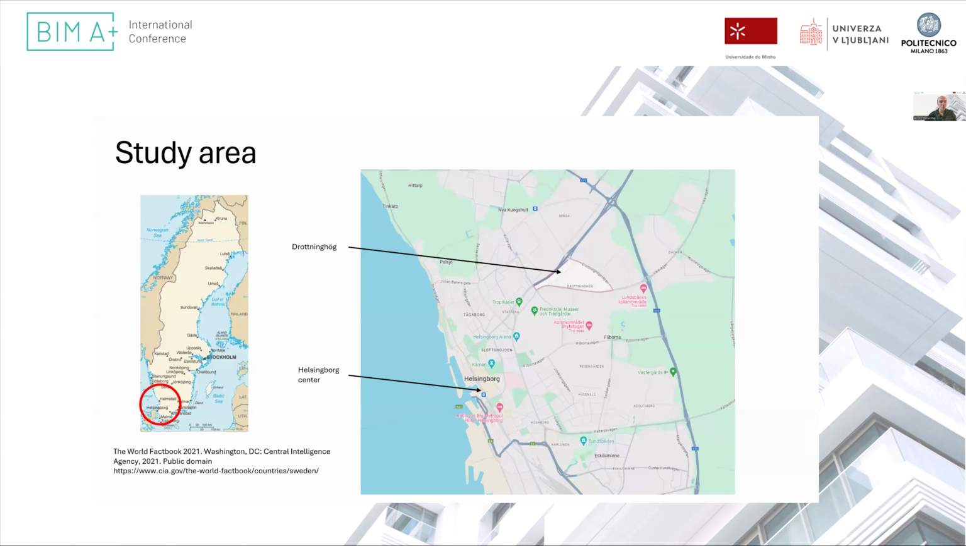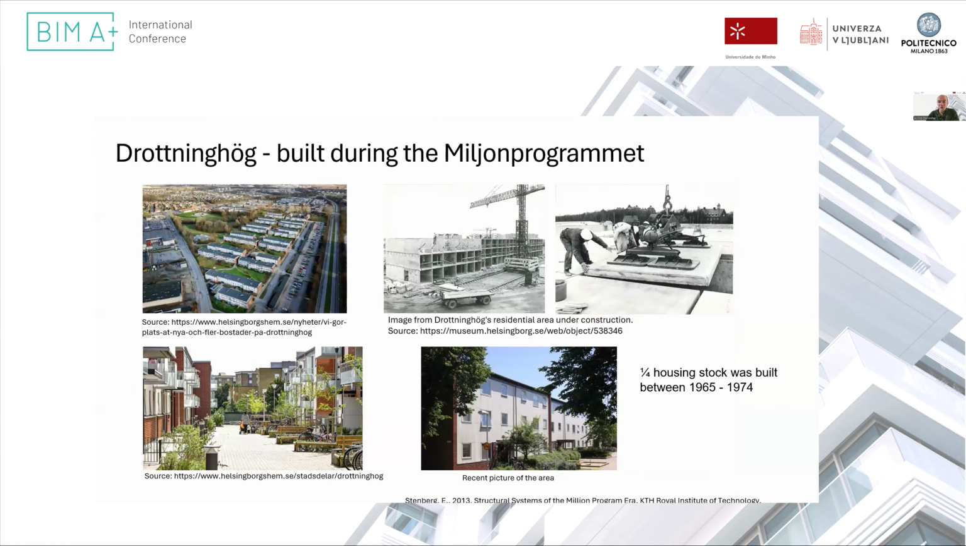The area that we're working on is in Helsingborg, south of Sweden. And it's called Drottninghög. During the 60s and 70s in Sweden, they built around 1 million apartment units for housing. And they were very ambitious and used prefabrication techniques and mostly concrete at the time.